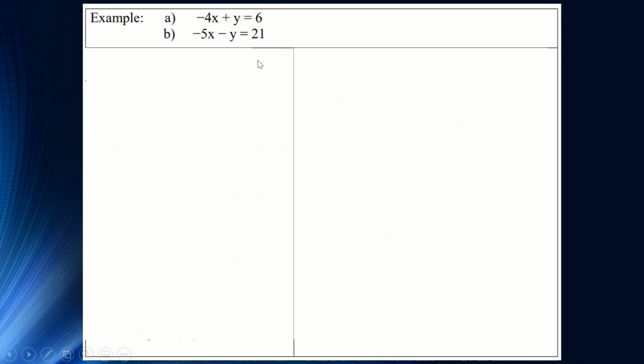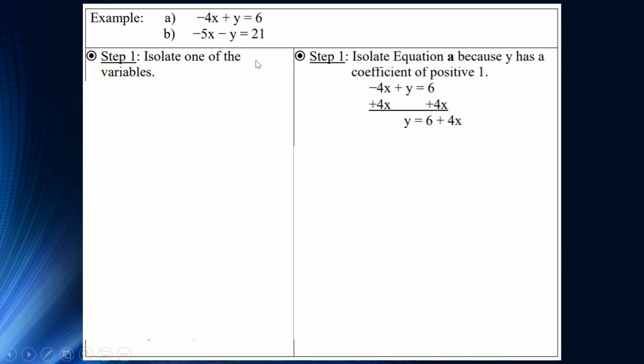These maybe look a little more complicated. No problem. Fill in with me as we go. Step 1, solve for one of the variables. So we're going to pick an equation and solve for one of them. I'm going to go ahead and solve equation A because y has a coefficient of positive 1 already.